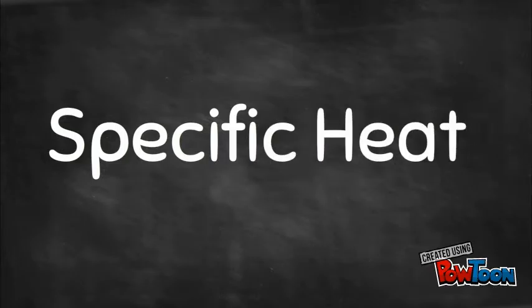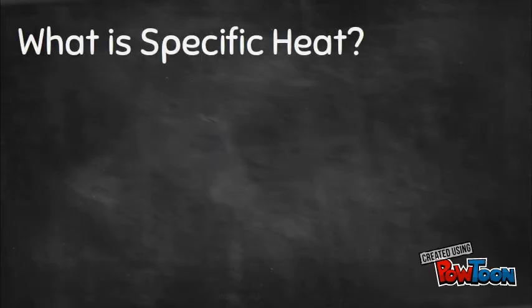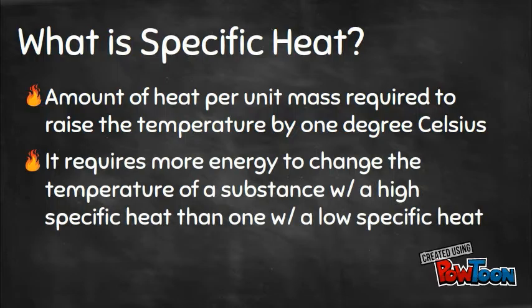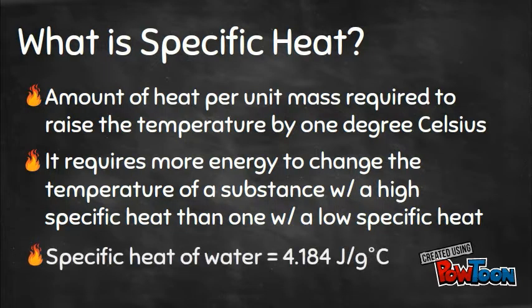Now let's talk about specific heat. Specific heat is the amount of heat per unit mass you need to raise the temperature of something by 1 degree Celsius. Substances with a higher specific heat require more energy to change their temperature and vice versa. The specific heat of water is 4.184 joules per gram degree Celsius.